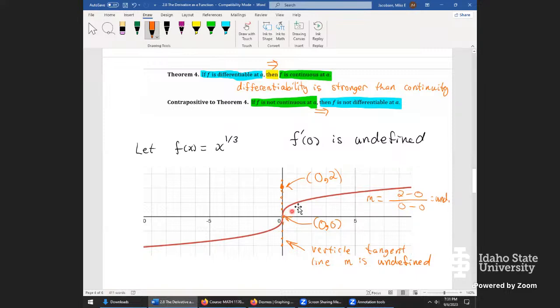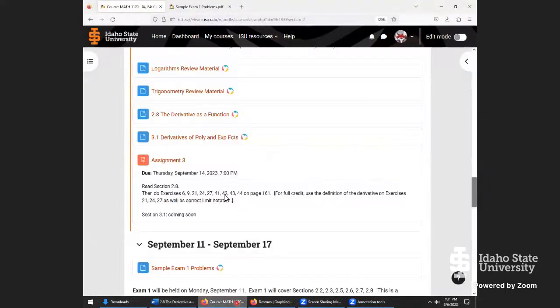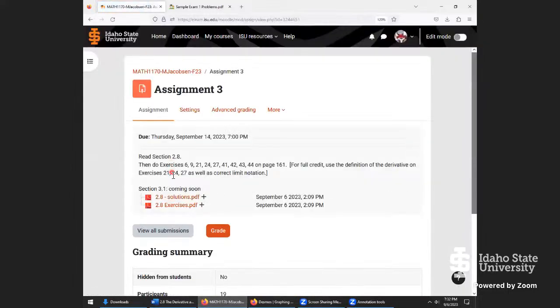Okay, this one is such a weird situation. I feel like it's worth taking a look at the homework just for this case. So let's take a look at assignment number 3.